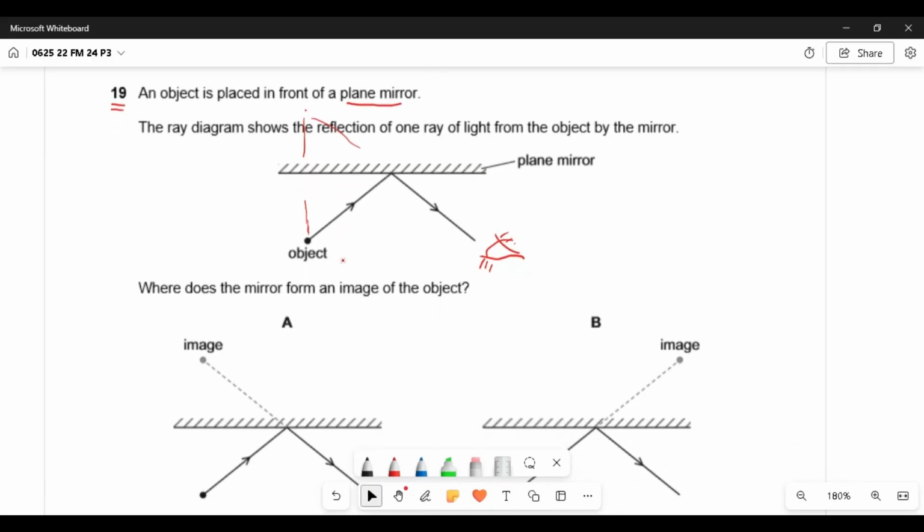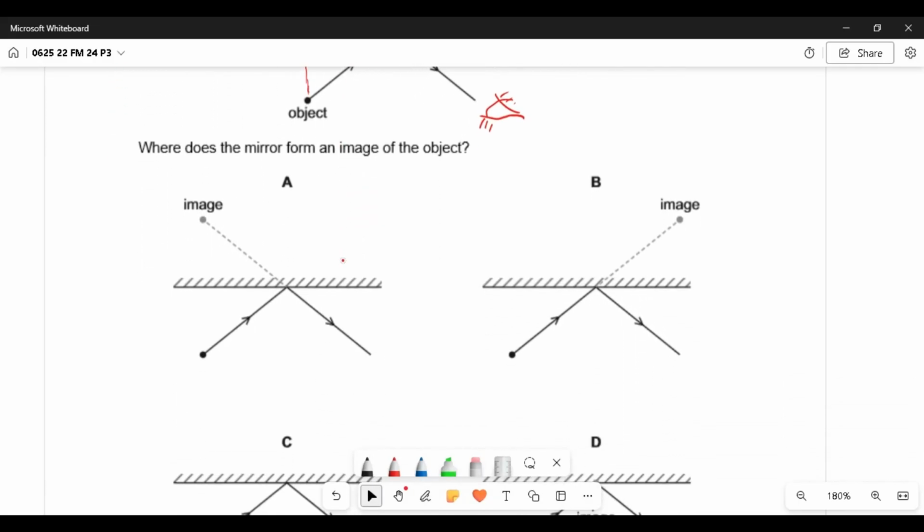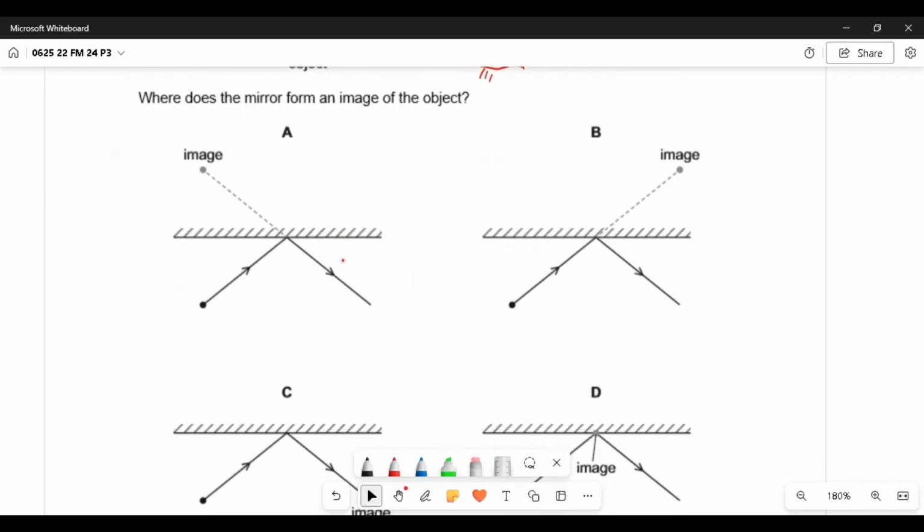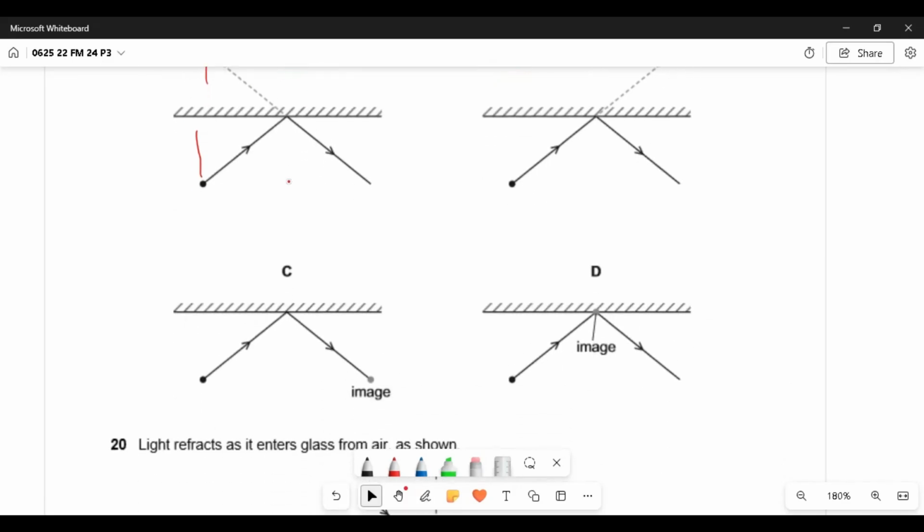So if you look at the diagram, where does the image form? The image forms right at the same distance, and it comes from this one. A is the correct choice.